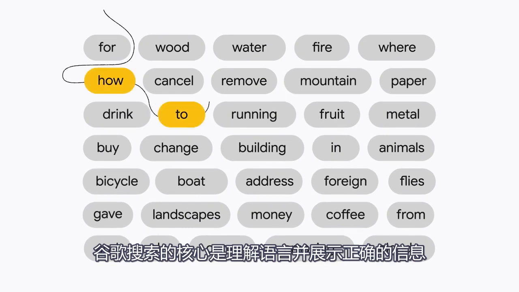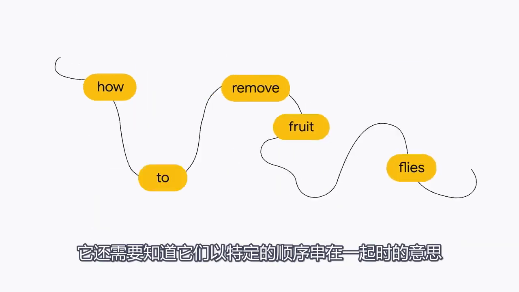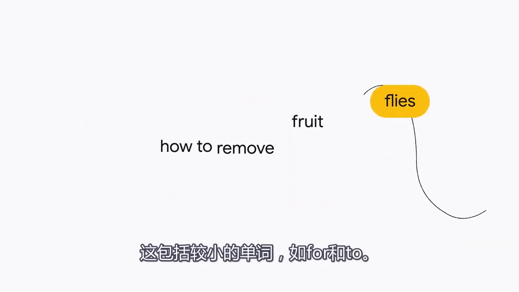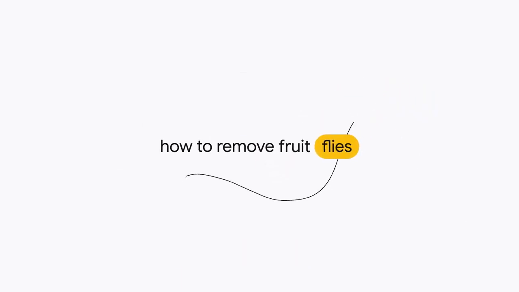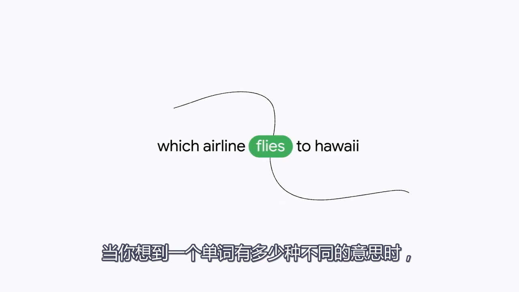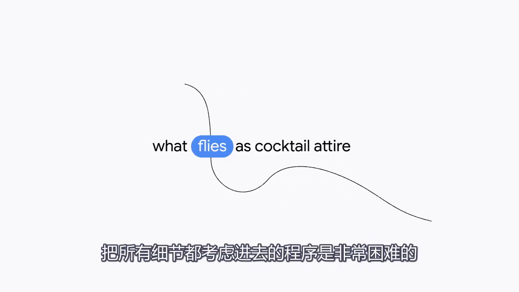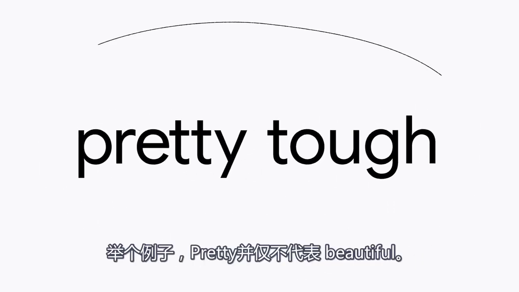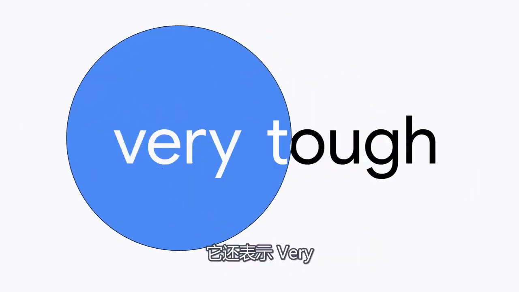In order to return the right information, Google doesn't just need to know the definition of the words. It needs to know what they all mean when strung together in a specific order. And that includes the smaller words, like for and to. And when you think about how many different meanings a single word can have, you start to see how writing a computer program that takes all these nuances into account is pretty tough. See? Case in point. Pretty here doesn't mean beautiful. It means very.